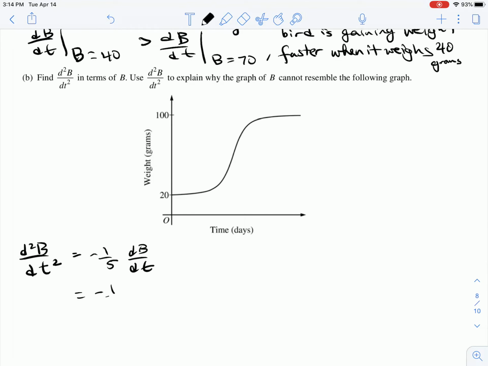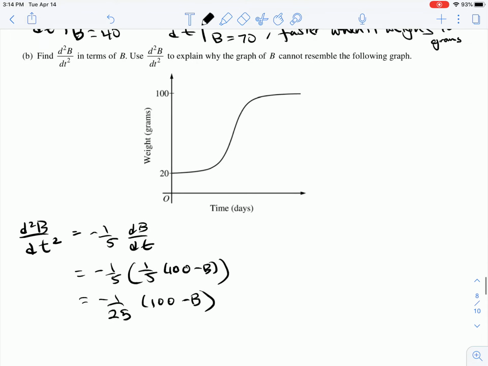We've got negative 1/5 times 100 minus B. And we have negative 1/25 times 100 minus B. Okay, so we have our second differential equation. Now it's asking us, what do we see about this graph, and can we determine whether or not this could actually be the graph of B?